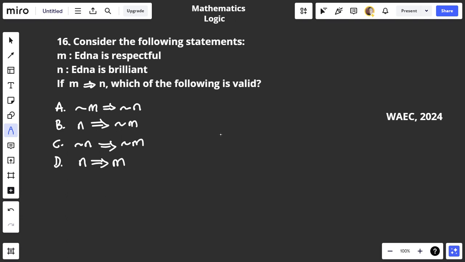So it doesn't matter if the statement is true or false. So statements are declarations that could be true or false. When they say your father is a woman, that is a statement because they have just declared your father to be a woman. It's now left for you to see whether that statement is true or false. So that's what statement means.